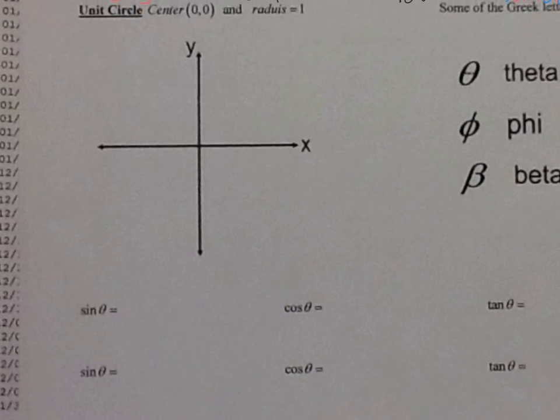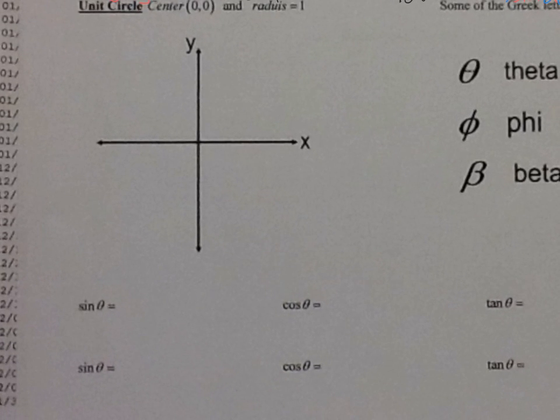So the unit circle is, you have a center at 0, 0, and your radius is 1, meaning 1 unit. So that means we're going to go to the right 1 unit. So if I go to the right 1 unit, this point right here would be 1, 0. I'm going to go up 1 unit. So this point here would be 0, 1.